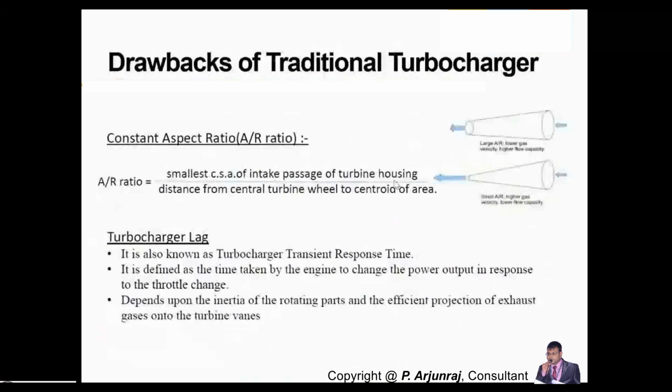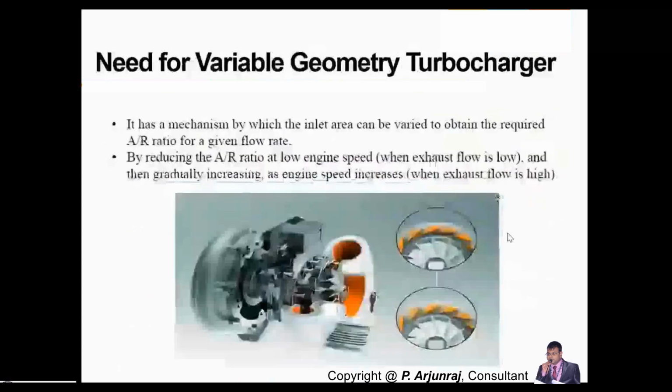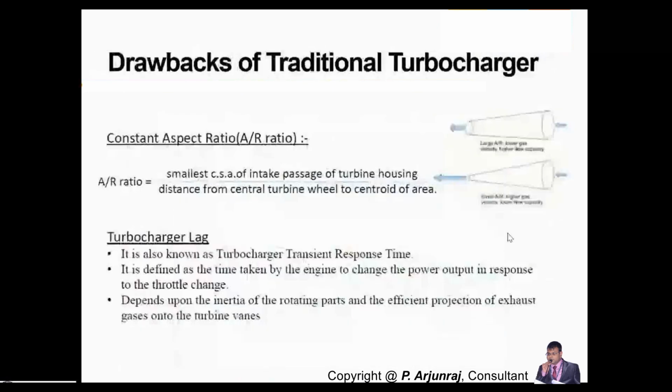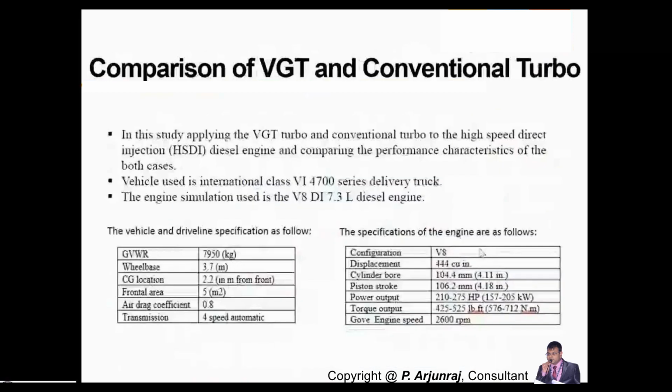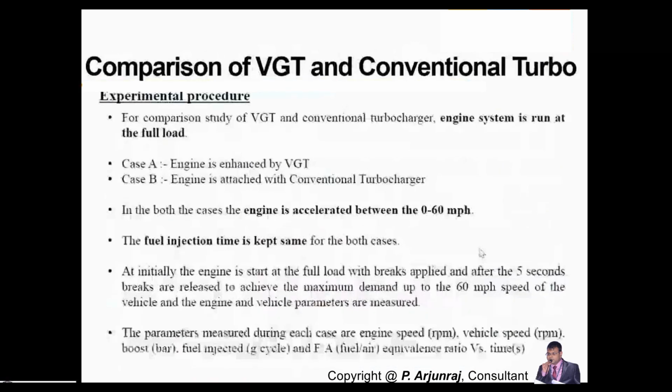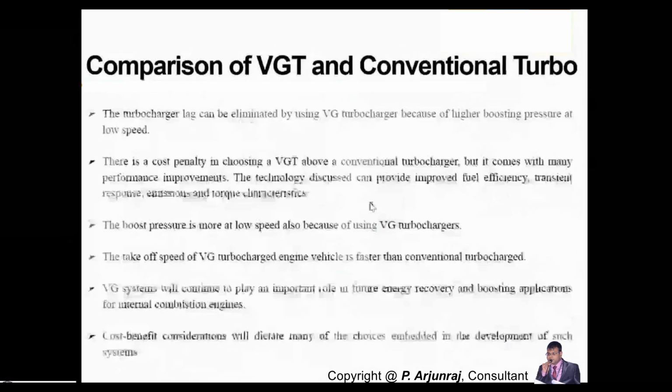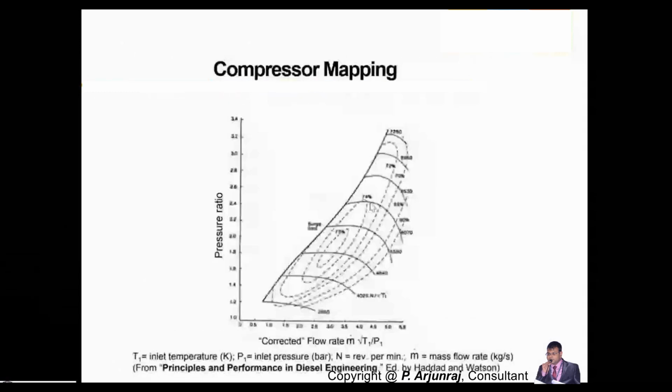and how that aspect ratio issue will be overcome with the help of the variable geometry turbocharger. We have seen the need, why we need VGT, as it is shortly called, variable geometry turbocharger. We have compared the variable geometry turbocharger with the conventional turbocharger. So now we will see the turbocharger matching and then the compressor and turbine efficiency.